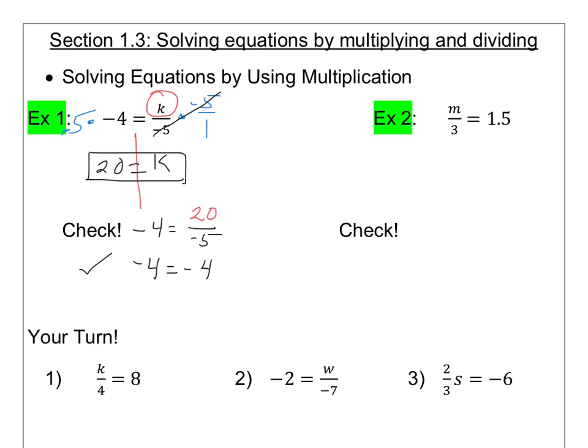Look at example 2. This time we have a decimal. Don't let the decimal bother you. Our focus is over here where the variable is. So you're going to draw your line, circle your variable, that's where your focus is.